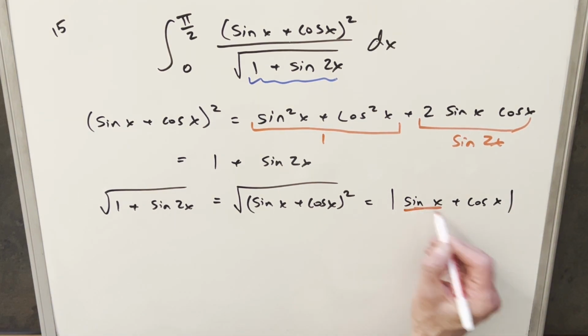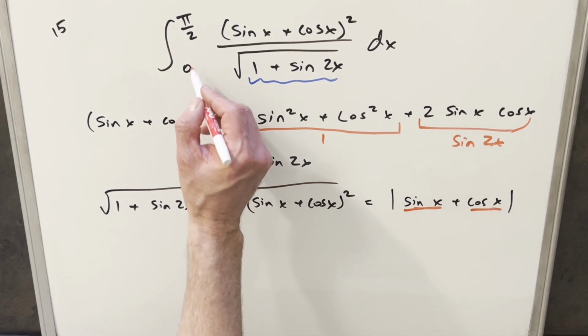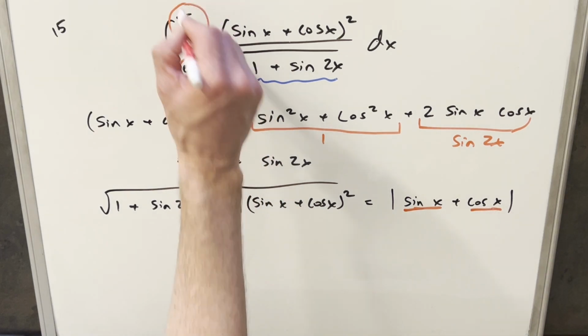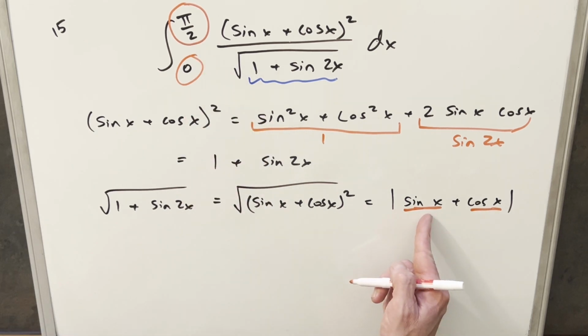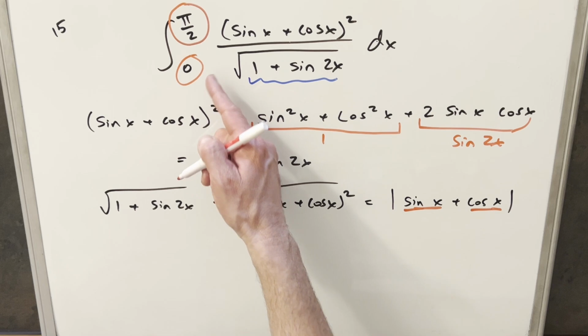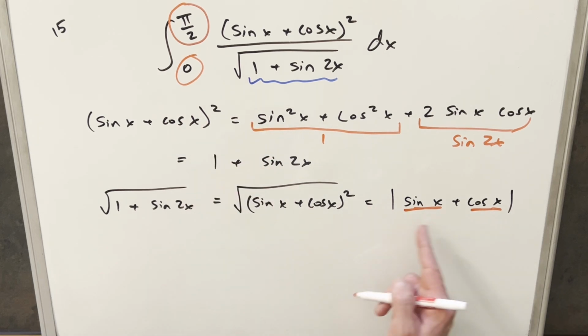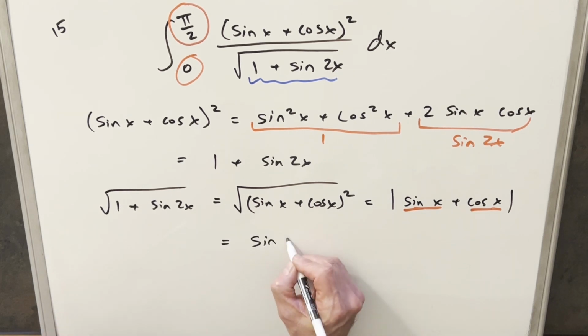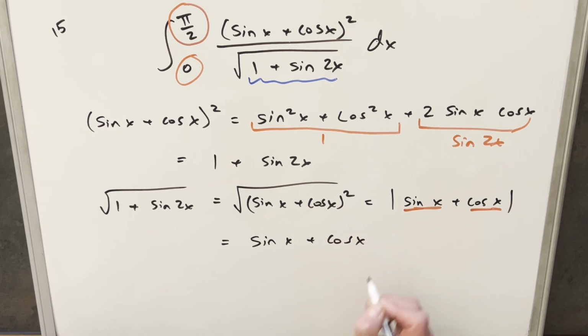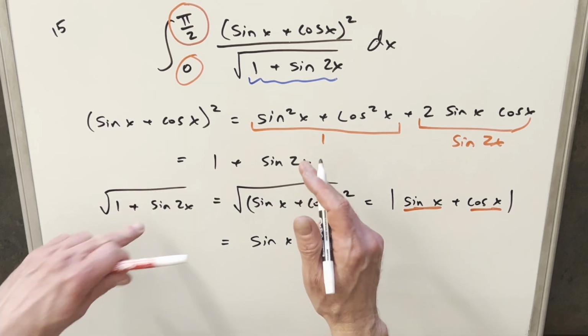But now I don't really want the absolute value around this. What I can do is take a look at sine x and cosine x, and notice our bounds. This is just the first quadrant from 0 to pi over 2. Between 0 and pi over 2, sine x is always positive, and cosine of x is always positive. So this whole thing is always going to be positive. So I'm just going to drop the absolute value, and we have our expression as sine x plus cosine x, and we'll use this for the square root of 1 plus sine 2x.